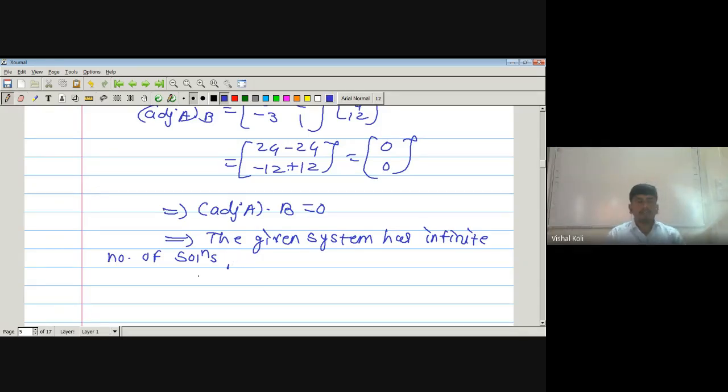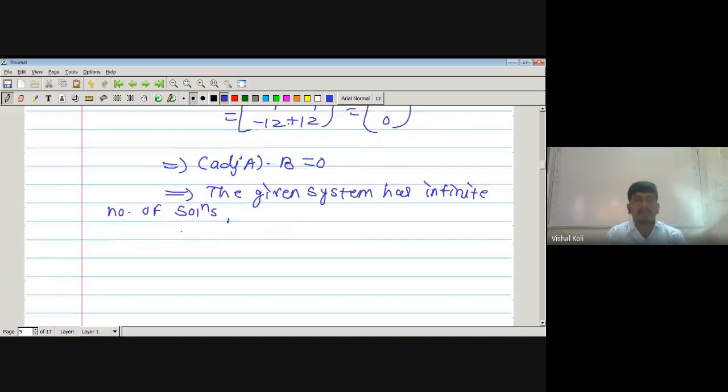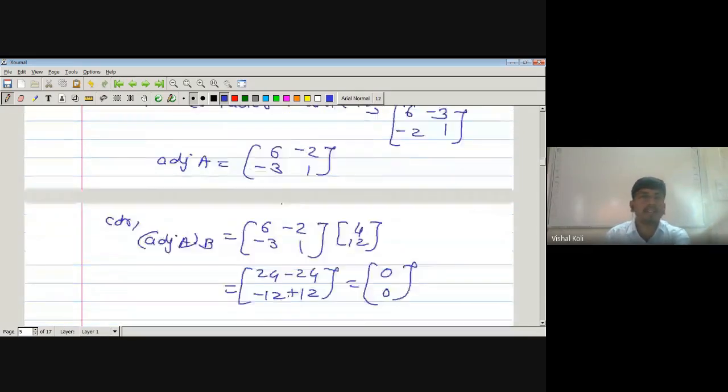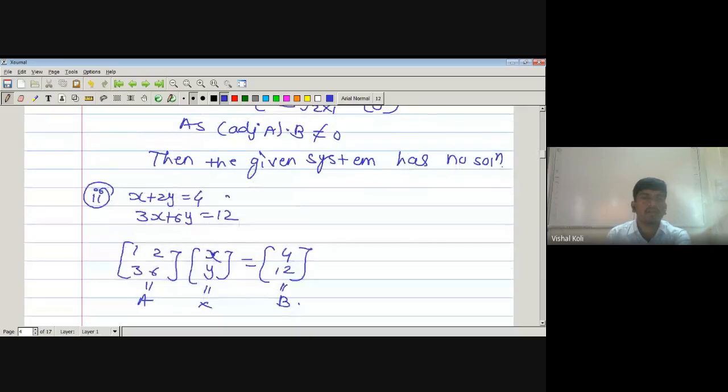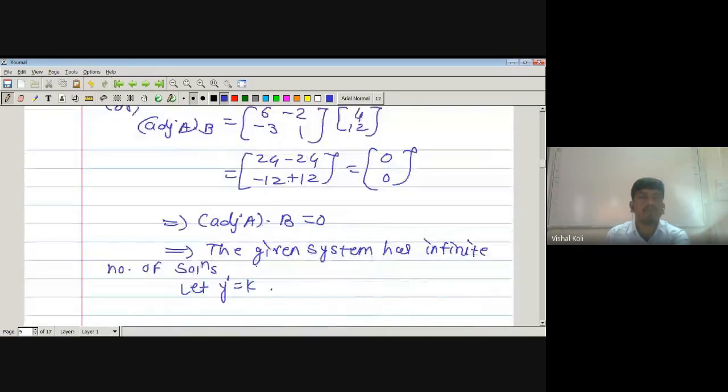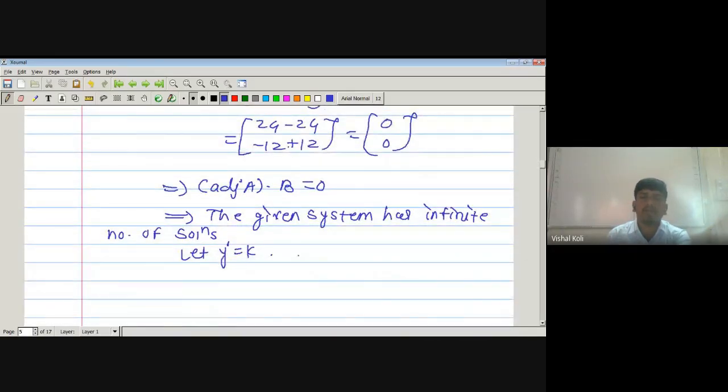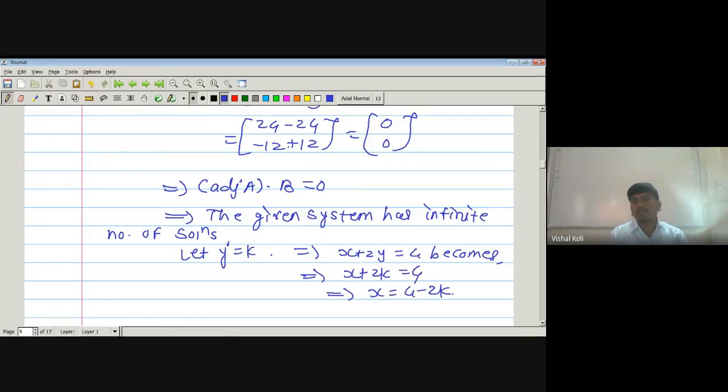How will you find out? Let us take y equal to k. If y equals k, then the given equation 1, x plus 2y equal to 4, becomes, putting the value of y as k, x plus 2k equal to 4, and from that we get x equal to 4 minus 2k.